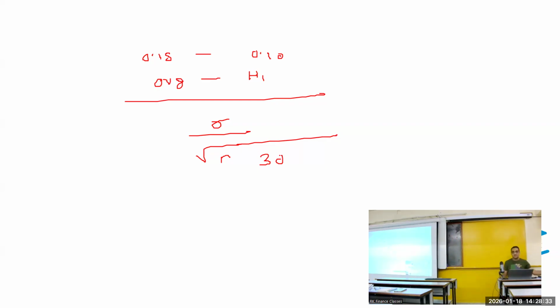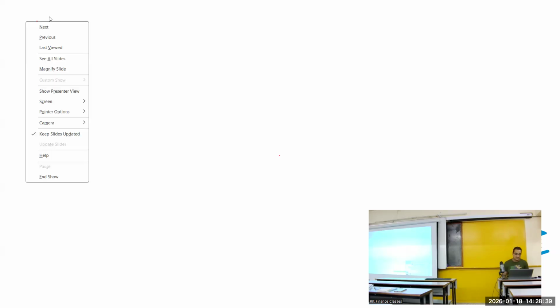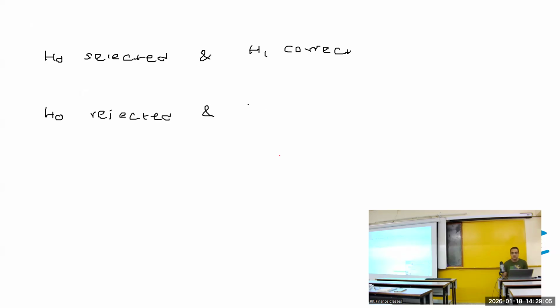So I'm going to write 4 things on the screen. 2 of them are going to be right. 2 of them are going to be mistakes. One would be a stupid mistake. One would be a severe mistake. Type 1, type 2. H0 was selected, and later on we got to know H1 was correct. H0 was rejected, and later on we got to know H1 was correct. It was not directly like this in level 1, it was a bit easier.